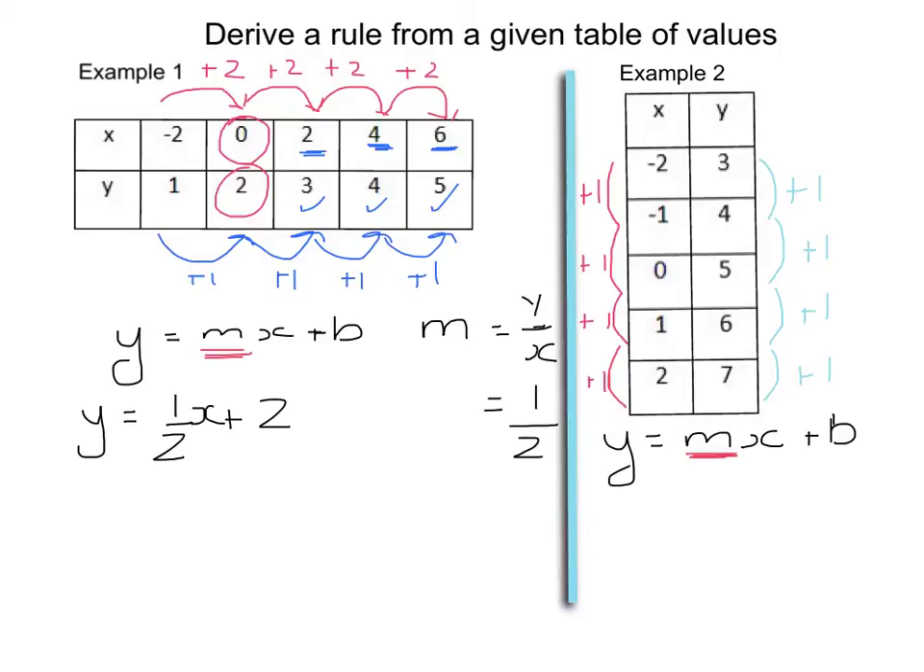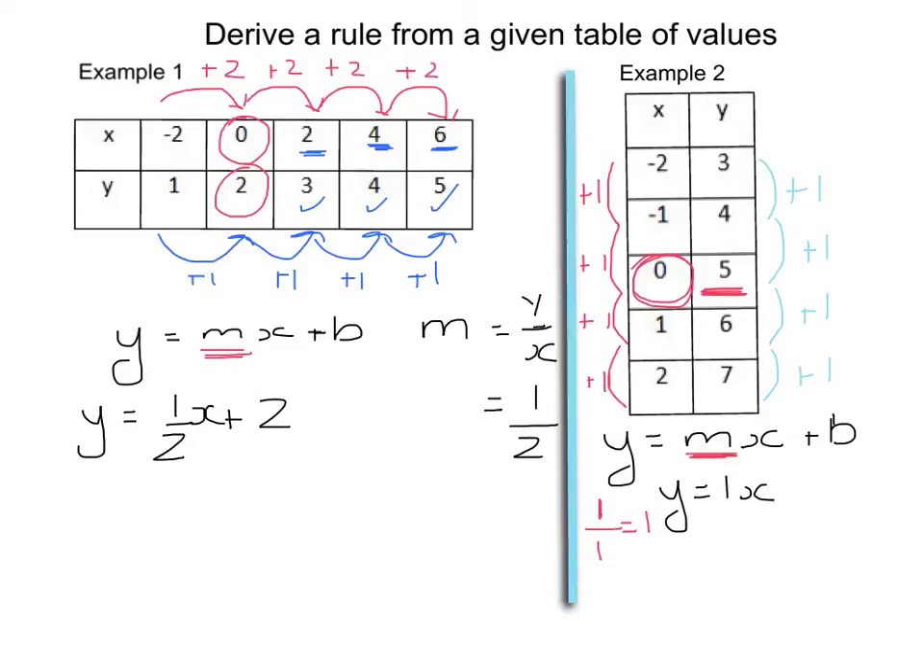So the Y is 1 and the X is 1. Now 1 divided by 1 equals 1. So when I go to work out my equation, I start with Y equals 1X. Now the B is always found at the 0 mark. So wherever my 0 is happens to be what my B is going to be.